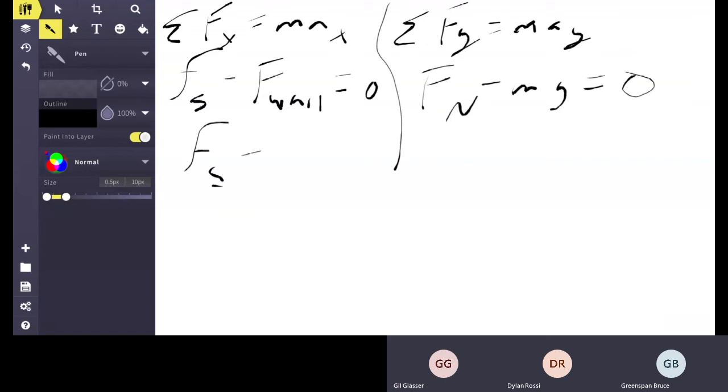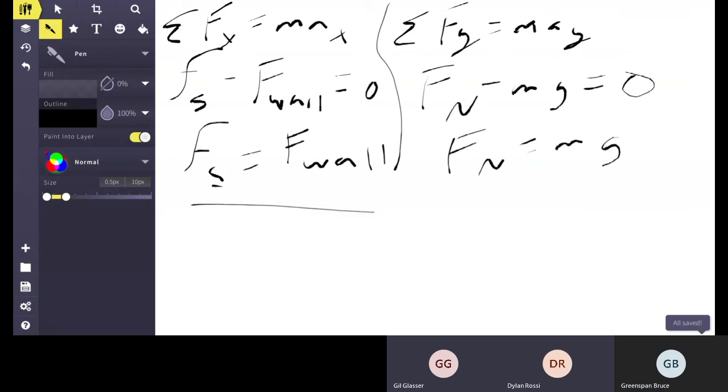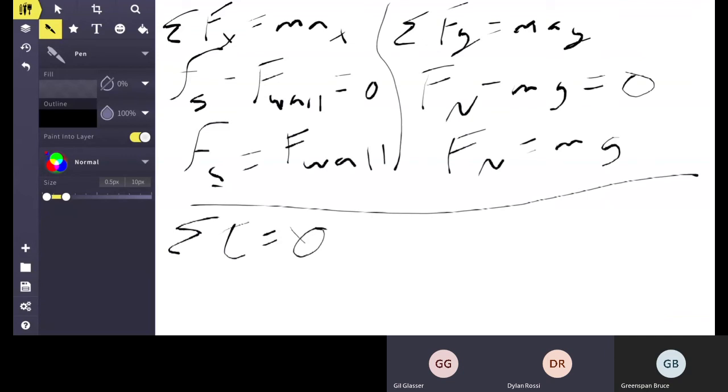Is it just FG or is it some component of it? The Fn from the floor was straight up. Just because the ladder was at an angle, the normal force is still straight up. Okay. We're not talking about a ramp here. Yeah. Okay, so this isn't enough. So you do your torque equation too. It's 0 because it's not accelerating.